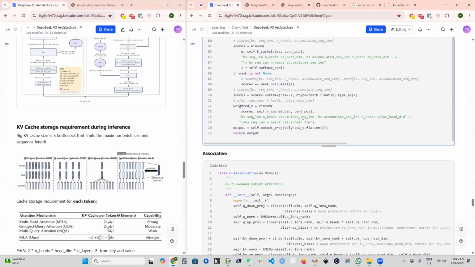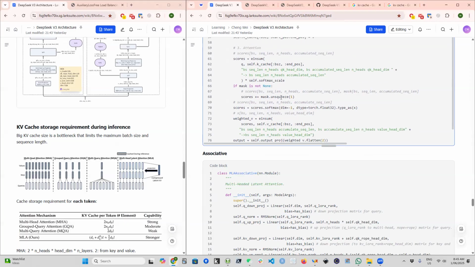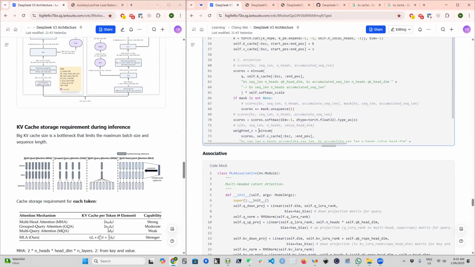Any question? No. Okay. So here I use the einops library so that it's easier to understand. So we can write out here, for example, batch size, sequence length, number head, then QK head dim, then times this. So it's obvious.